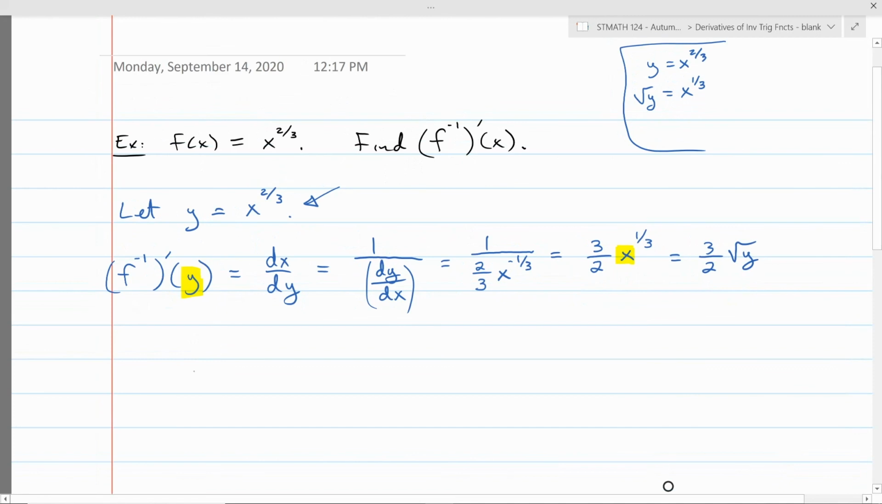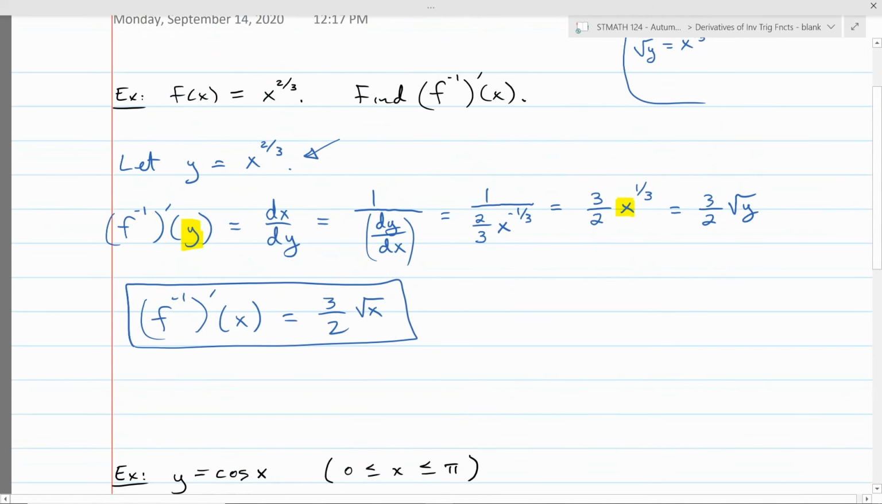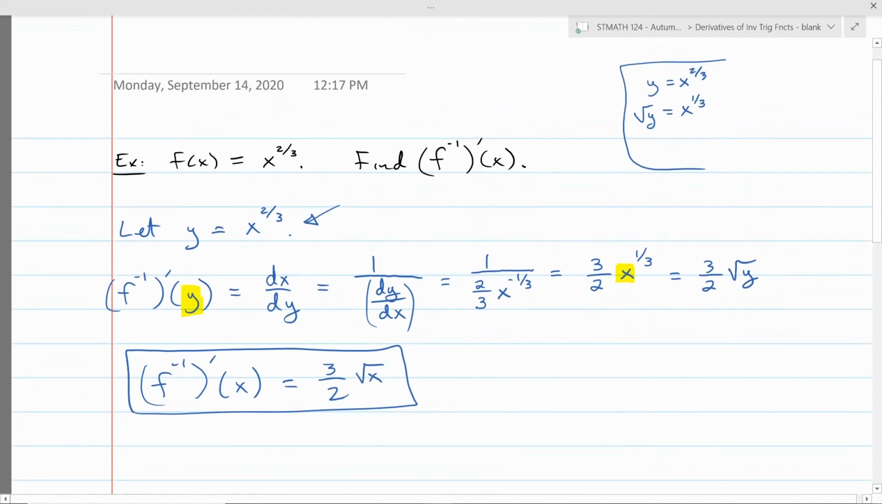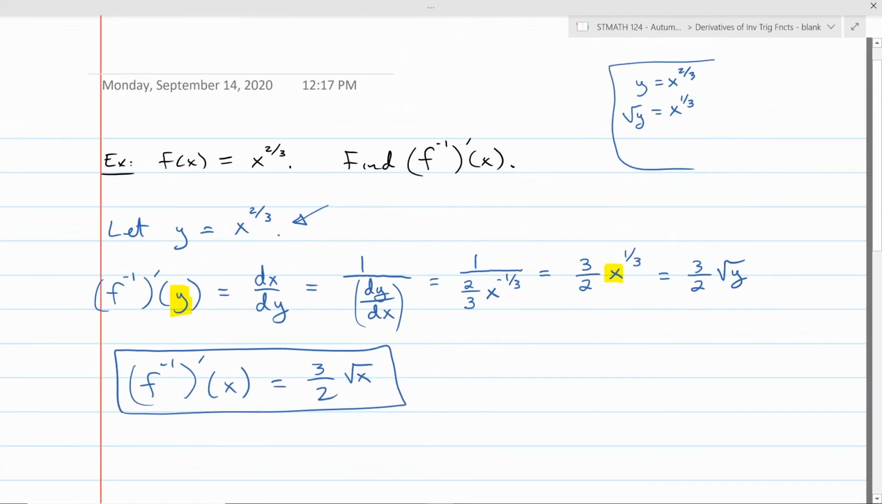And so if I want to put things back in terms of the variable x, I can just say f inverse prime of x is equal to 3/2 square root of x. Now, if you don't believe me, you can check. Because in this particular example, I could find the inverse. I could find the inverse first before I calculate the derivative of it.